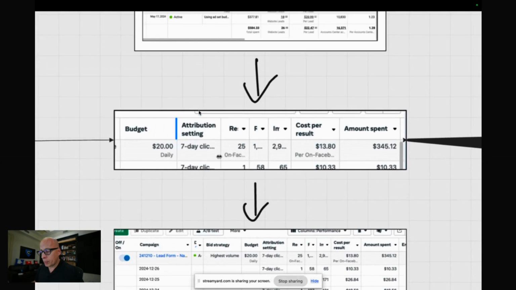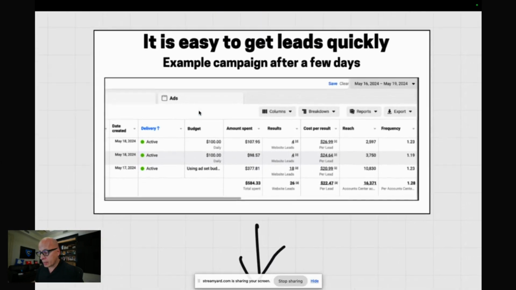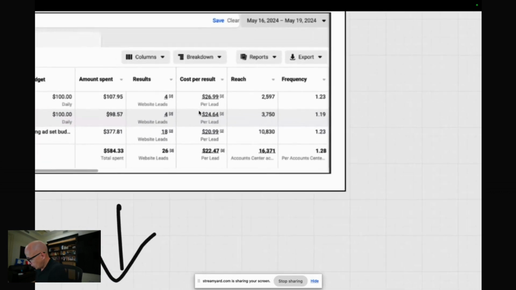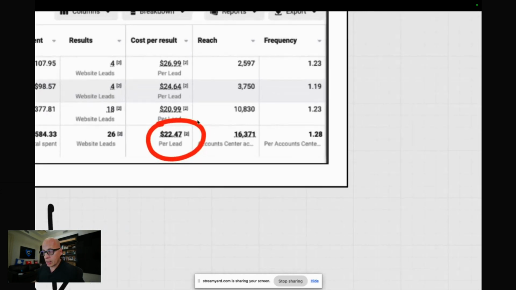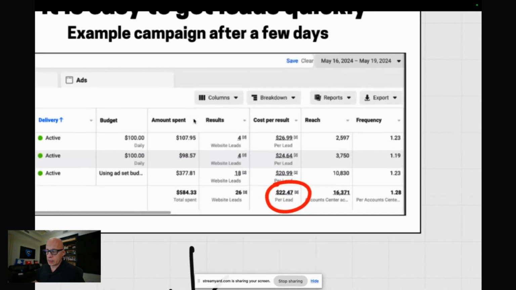Just to give you an idea, before we get into that, you might be wondering, how much does it cost in order to get these ads up and running? So I just wanted to show you here. If you look at this, here is our cost per lead, and you can see that it's relatively inexpensive. Right here, we have leads that are on average $22.47 a lead, which is a very, very good cost per lead.